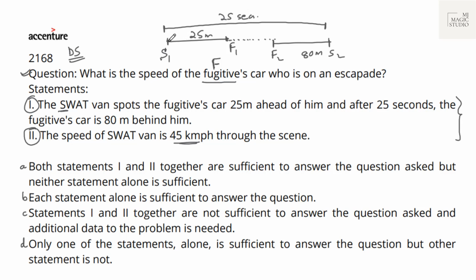I can find the distance from S1 to S2. It would be 45 km per hour, that is the speed, converted into meters per second, multiplied by 25 seconds, which will give me the total distance traveled, that is S1 to S2. From that, if I deduct 25 and 80, I can find this distance. And this distance is the distance covered by F's car in 25 seconds. With the help of that, the speed of the fugitive's car can be calculated.